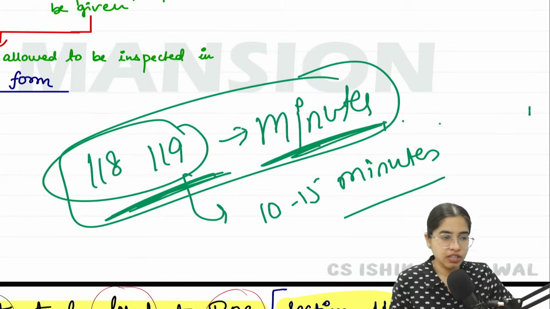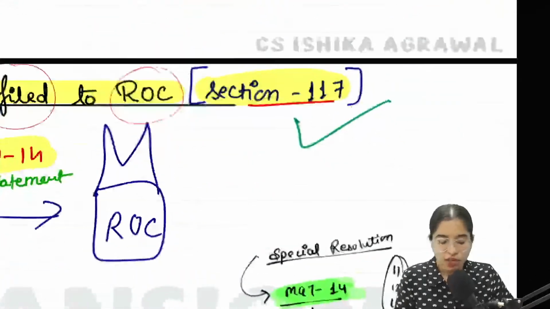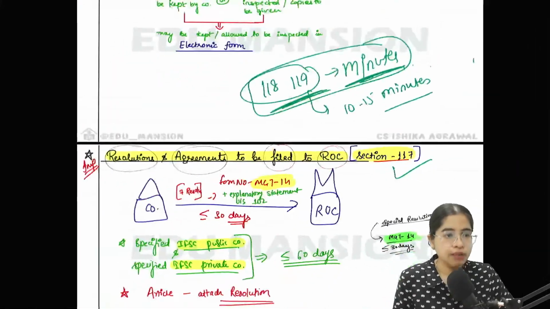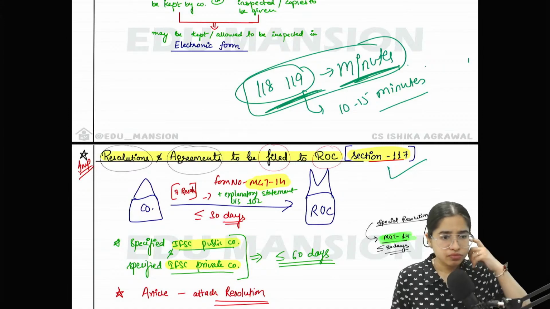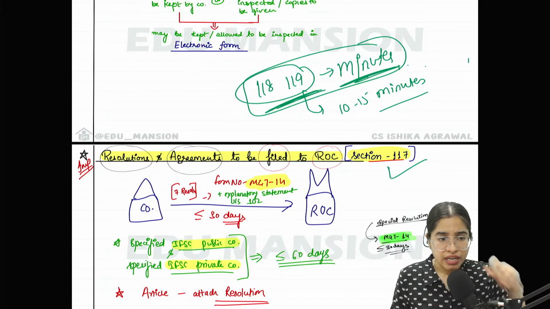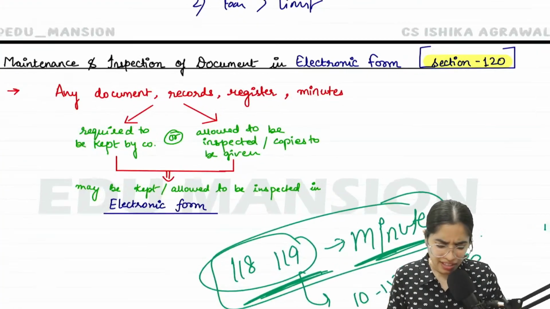So section 118 and 119 is with respect to minutes. We are done with all the other sections till 117, and 120 is not very important.